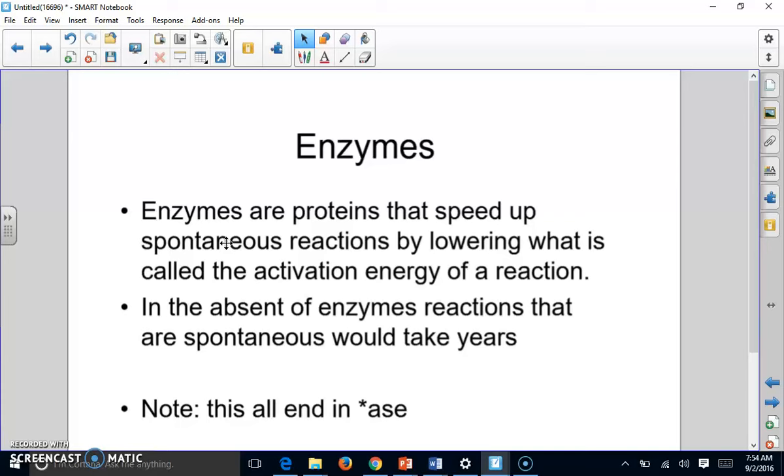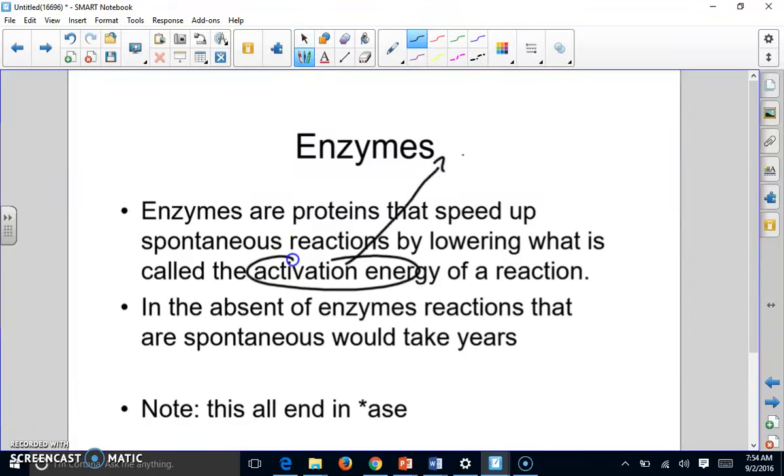Now, enzymes speed up chemical reactions by lowering something known as the activation energy. And the activation energy here is the energy needed to start a reaction. Without overcoming the activation energy, a reaction cannot occur. Usually it's the energy needed to make the molecules collide, enough energy to make the reaction occur. It's like a little hump that the reactants must overcome in order for the reaction to occur.